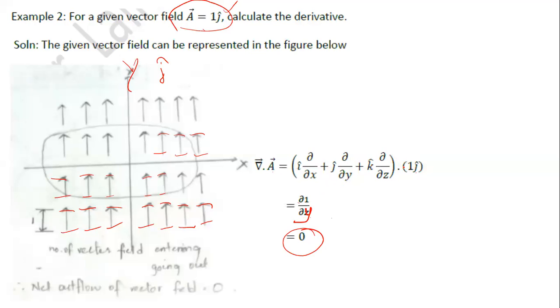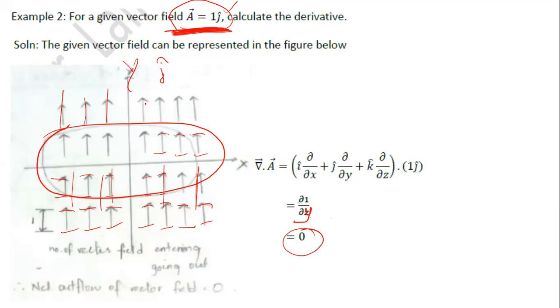So what we can see here is that the vector represented by this expression is like this. If you take any region of space here, the amount of vector entering this space is equal to the amount of vector leaving this. So let's say 1, 2, 3, 4, 5, 6, 7 vectors are entering this space, and 7 of them are leaving.